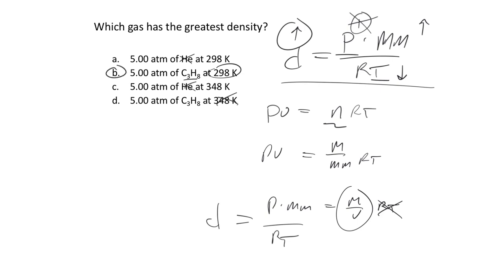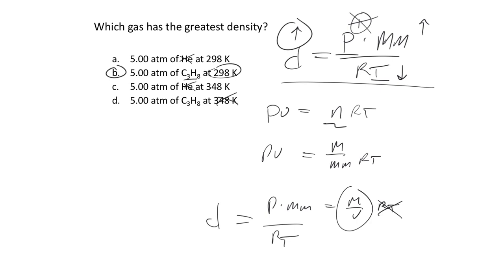And we could mathematically work all these out if we wanted to, because you could go through for each of these and calculate the density of each. But I don't think we have to. But the key would be we want the substance with the higher molar mass, and we want the lower temperature of the two possible temperatures.